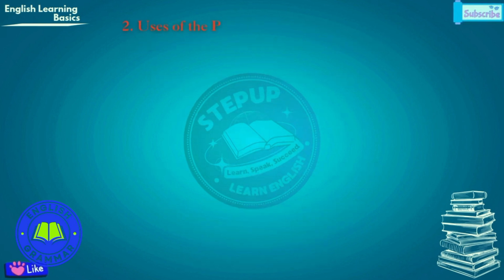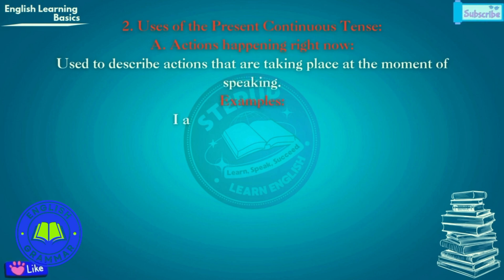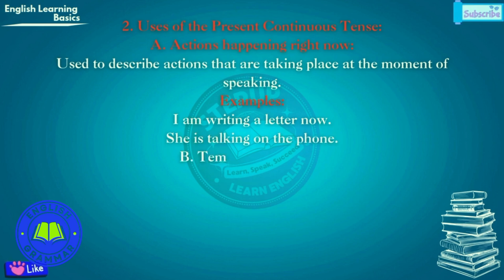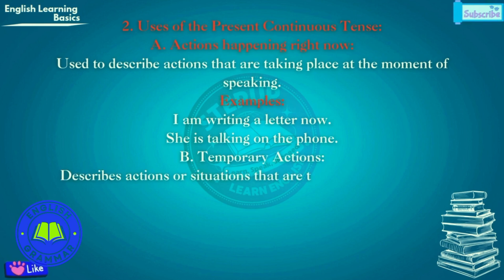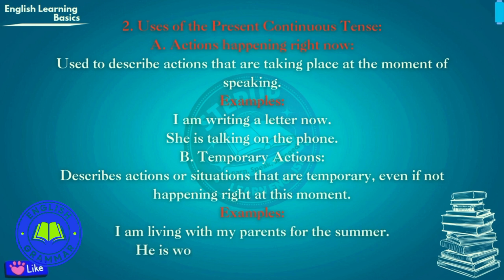2. Uses of the present continuous tense. A. Actions happening right now. Used to describe actions that are taking place at the moment of speaking. Examples: I am writing a letter now. She is talking on the phone. B. Temporary actions. Describes actions or situations that are temporary, even if not happening right at this moment. Examples: I am living with my parents for the summer. He is working on a project this week.